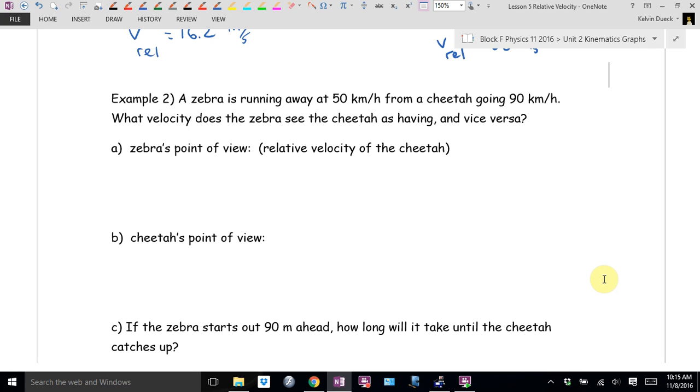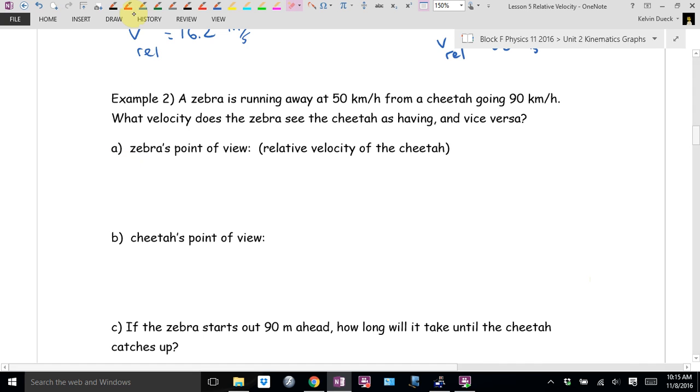What would be a good letter to use for zebra? B, Mr. Dewick? No. How about Z? Yes? What would be a good letter to use for cheetah? How about H, Mr. Dewick? No, how about C? Let's use the first letter of each word. That would work much better.